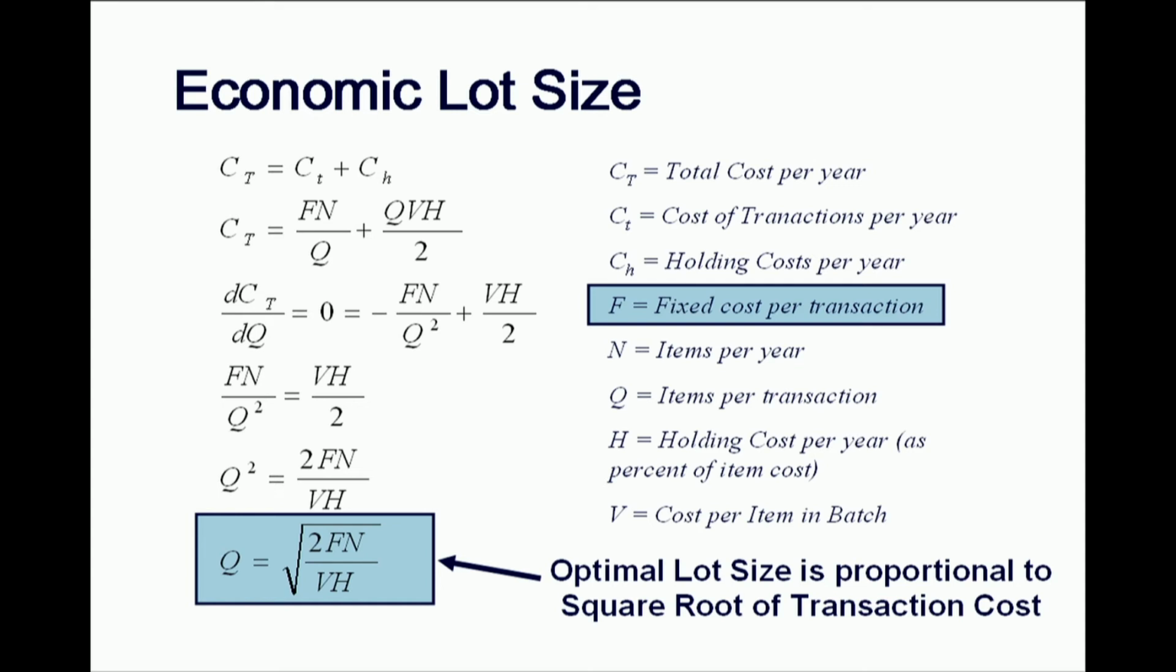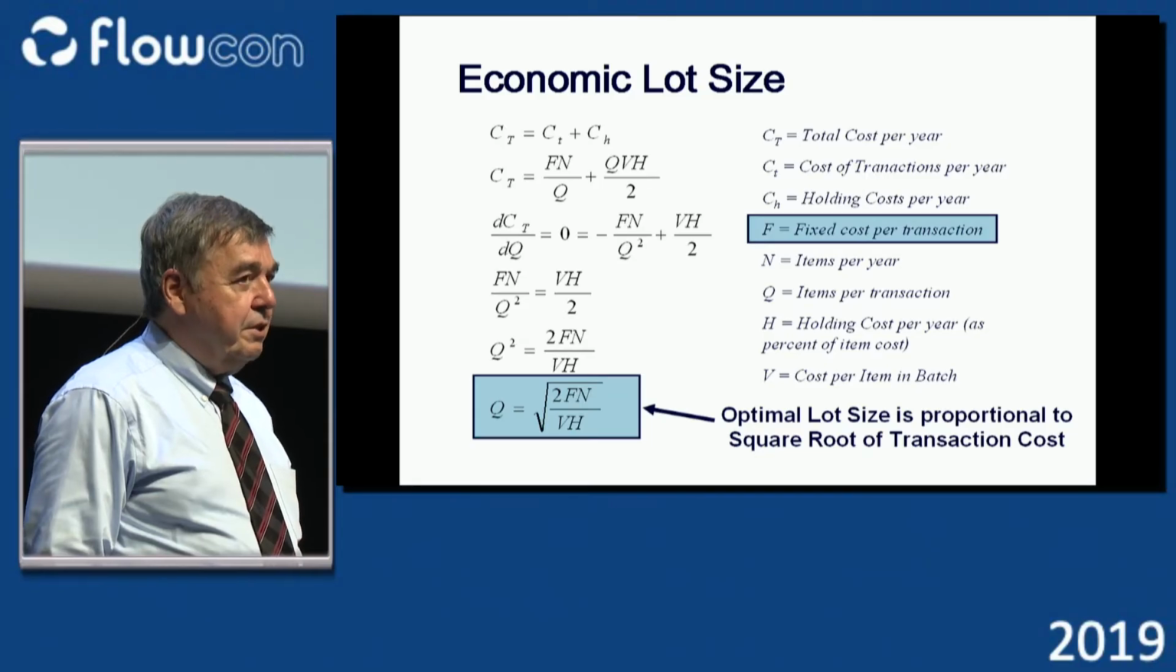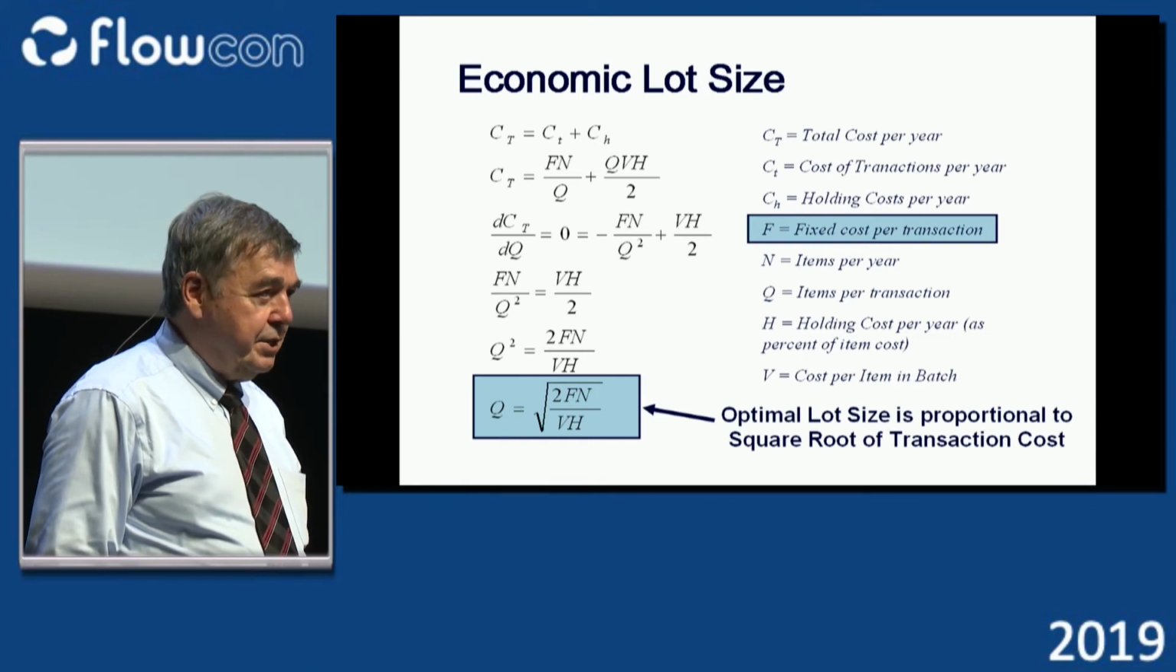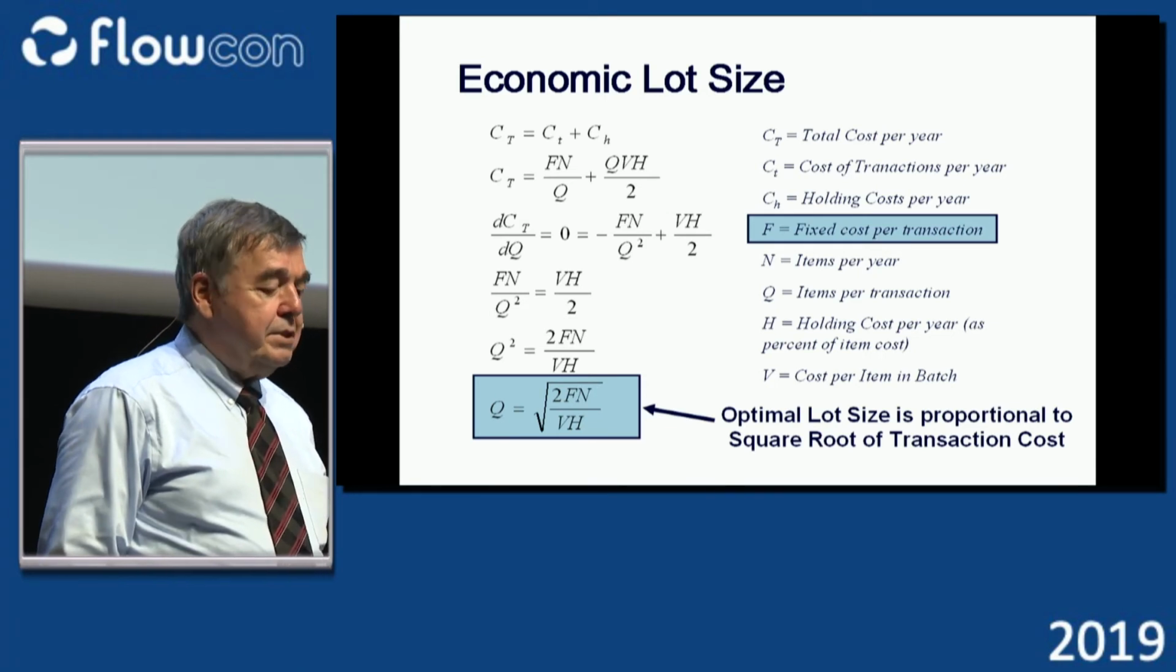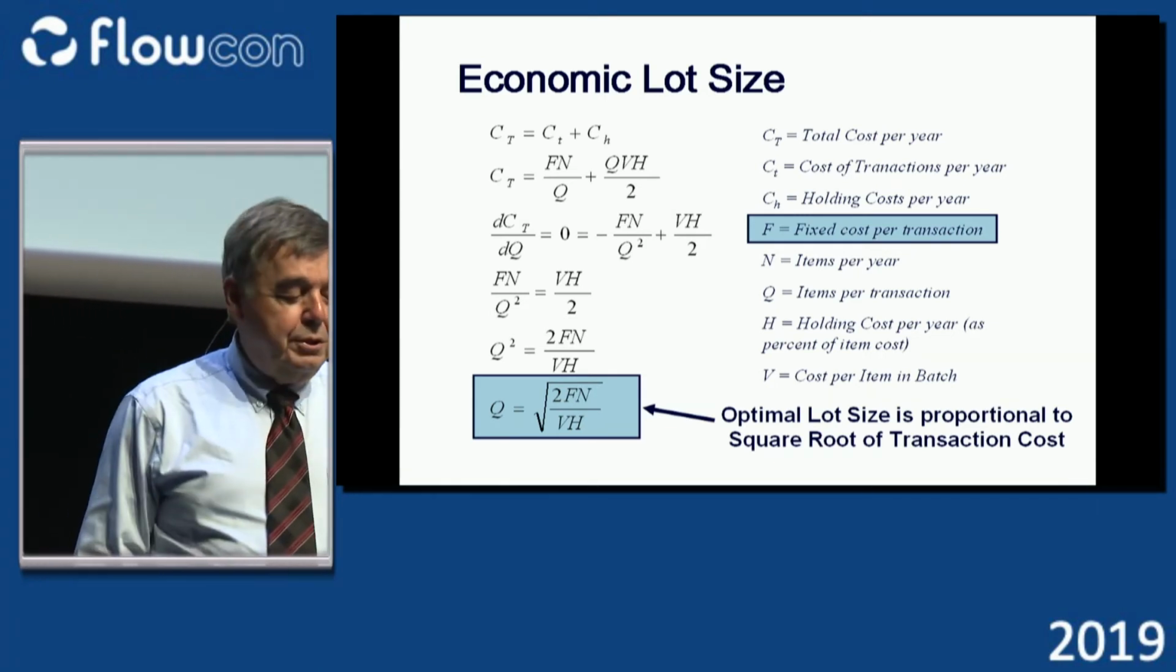The only thing I want you to get from this formula is that the F in that equation, which is the fixed cost per transaction, the transaction cost, is under the square root sign. So if your boss comes to you and tells you, I want to reduce the batch size by a factor of 10, what are you going to have to do to transaction cost? You're going to have to reduce the transaction cost by a factor of 100. You have to have some reasonable expectation for what the relationship is between driving down transaction cost and the optimum batch size.